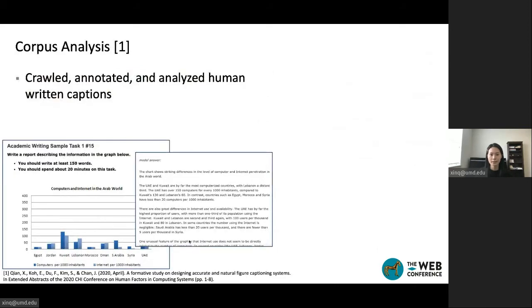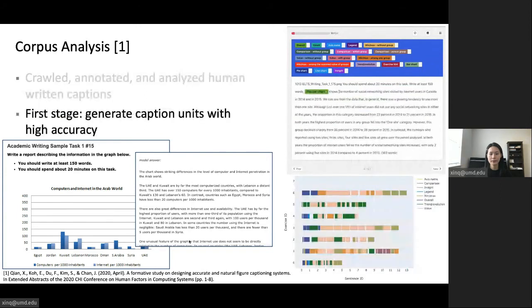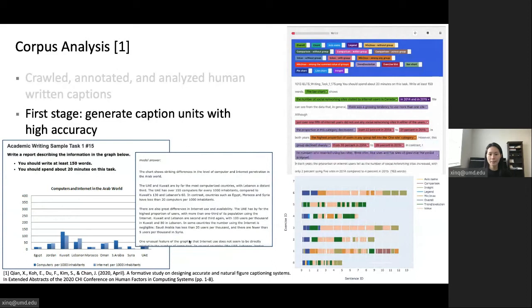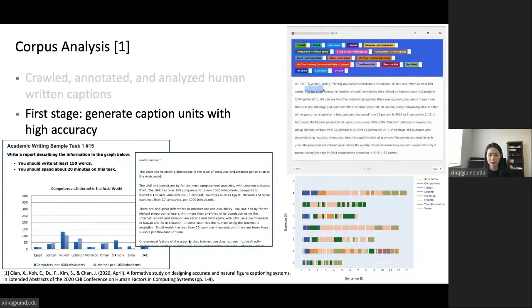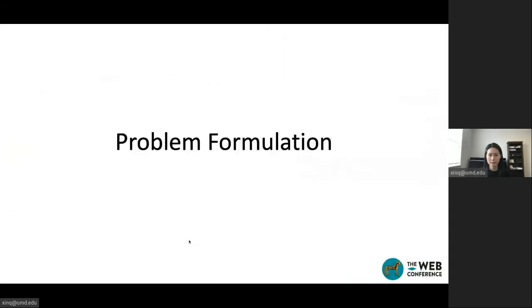Before formulating a learning task, our team conducted a formative study on 100 human-written captions crawled from the web, then annotated and analyzed the elements within the caption paragraph. The study showed that real-world captions usually consist of a finite set of caption units. Automatic figure captioning should be formulated as a multi-stage task. The first stage is to generate caption units with high accuracy, and the second is to stitch together the units with diverse stitching patterns to form an actual caption.